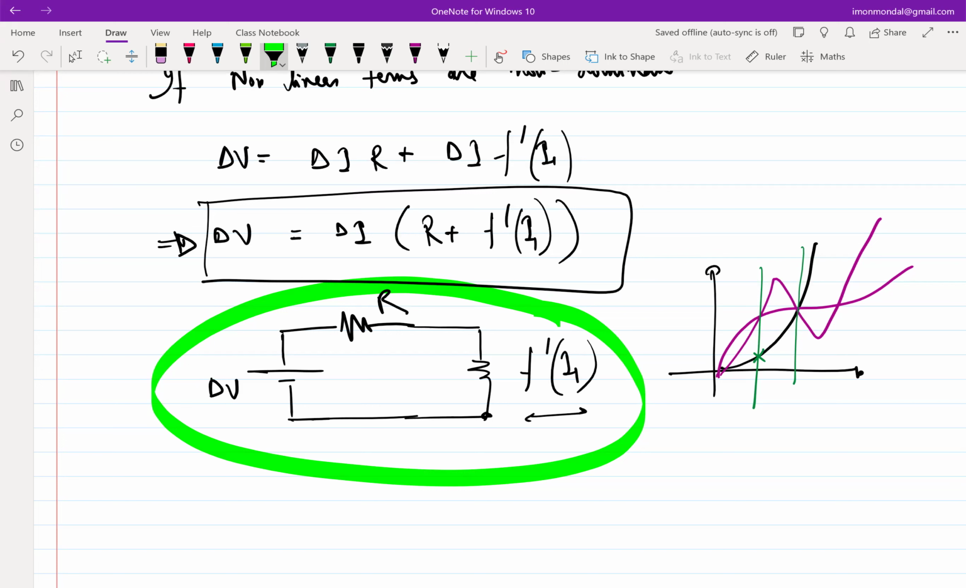So this type of analysis, which is valid when we are doing incremental change, or the change is small with respect to something, is called small signal analysis. We'll learn more about this in the next class.